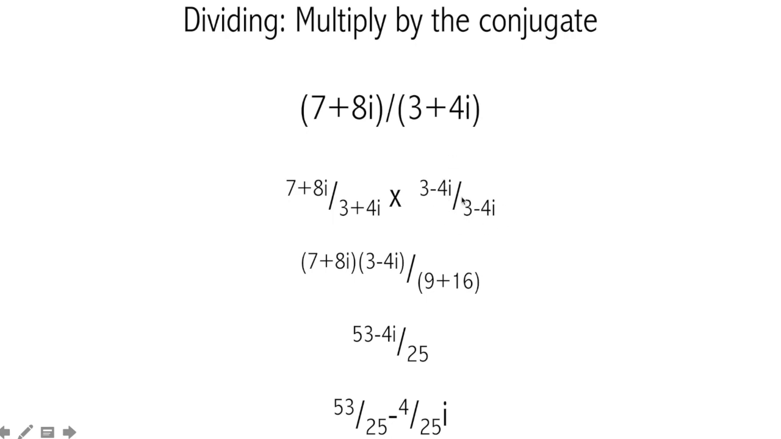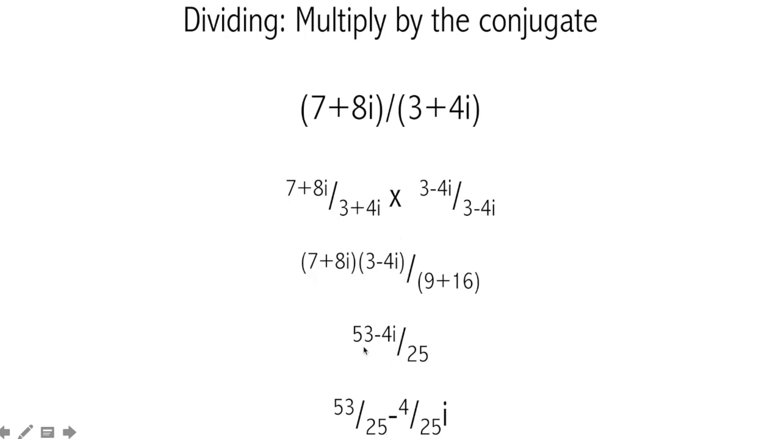Once we're done doing that, you must notice that the denominator will always use the a plus bi and a minus bi identity. So that is equal to a square plus b square, so 3 square plus 4 square, which is 25. Similarly, we can multiply the numerators by the FOIL method. 7 into 3, 21, plus 8i into minus 4i, which is plus 32, so 21 plus 32, 53. Then 24i minus 28i, minus 4i.